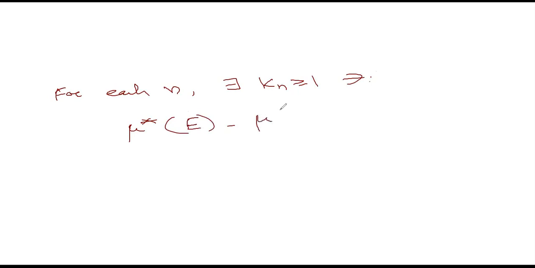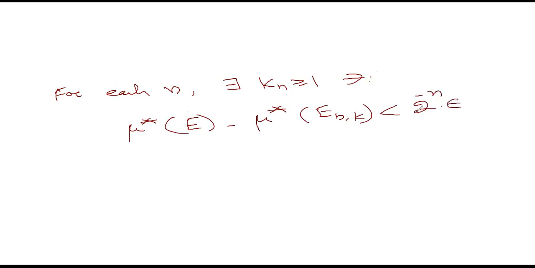for each n, there exists k_n greater than or equal to 1 such that mu star of E minus mu star of E_{n,k} is less than epsilon. I can choose this as 2 power minus n into epsilon.